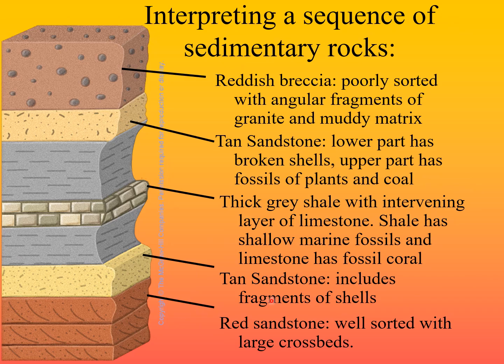So when you're interpreting the sequence of a sedimentary rock, if we had a reddish-brown breccia at the top, it's poorly sorted with angular fragments of granite and a muddy matrix. Then we've got a tan sandstone at the lower part with some broken shells. Then we've got a mudstone here. Then we've got a thick gray shale intervening layers of limestone with different fossils and fossilized coral. Then we've got a tan sandstone, including fragments of shells. And then we've got a red, well-sorted, large crossbed here.